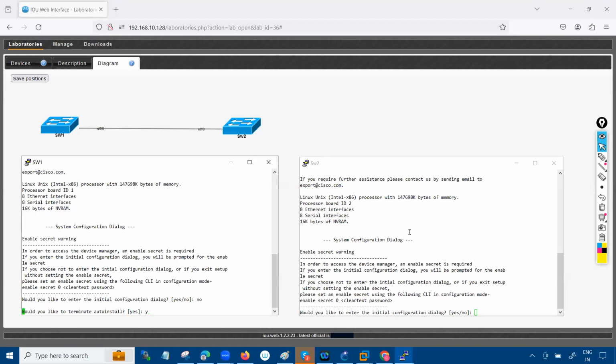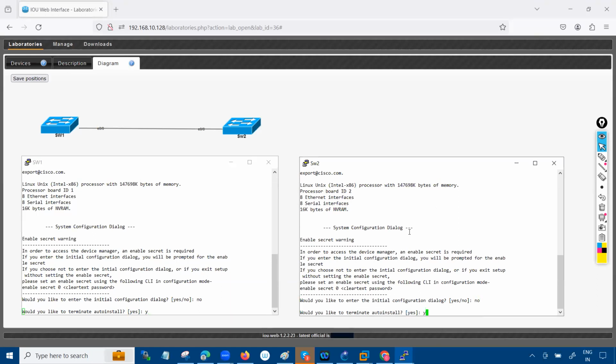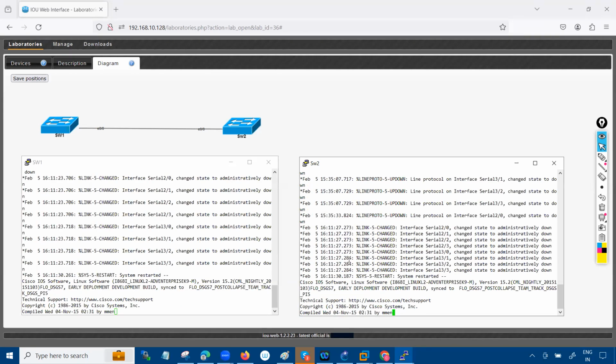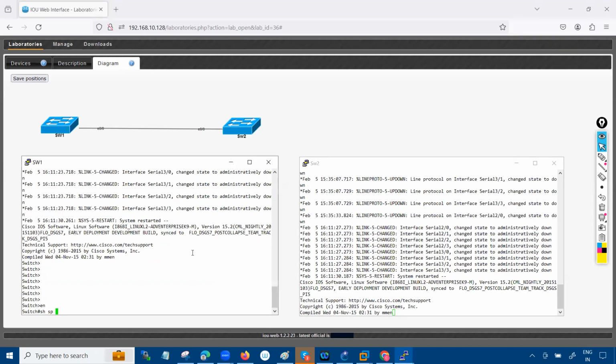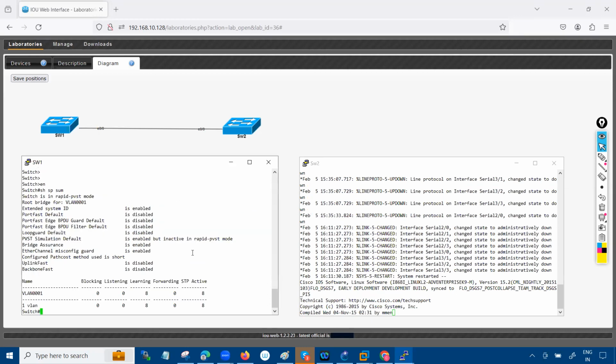See, RPVST is a single command. You just need to go on the switches and say spanning-tree mode rapid-pvst, that's done. That's how you can enable RPVST. That's not a big deal. You need to understand the concept, how these are different from the PVST protocol, whatever changes they made. So in spanning-tree summary, you can see which protocol is enabled right now. This is running in RPVST mode.